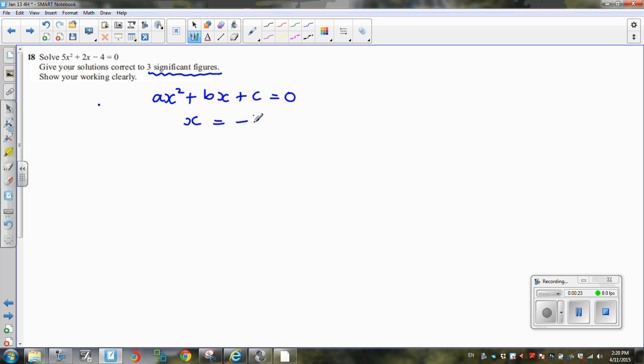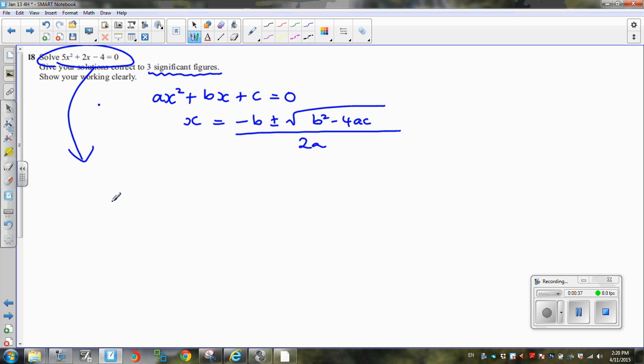then we can find x by using the fact that x equals minus b plus or minus the square root of b squared minus 4ac, all of which is divided by 2a. So we need to establish for this equation here, what are a, b and c? Well, in this case, a is equal to 5, b is equal to 2, and c is equal to minus 4. So let's substitute those in the equation over here.